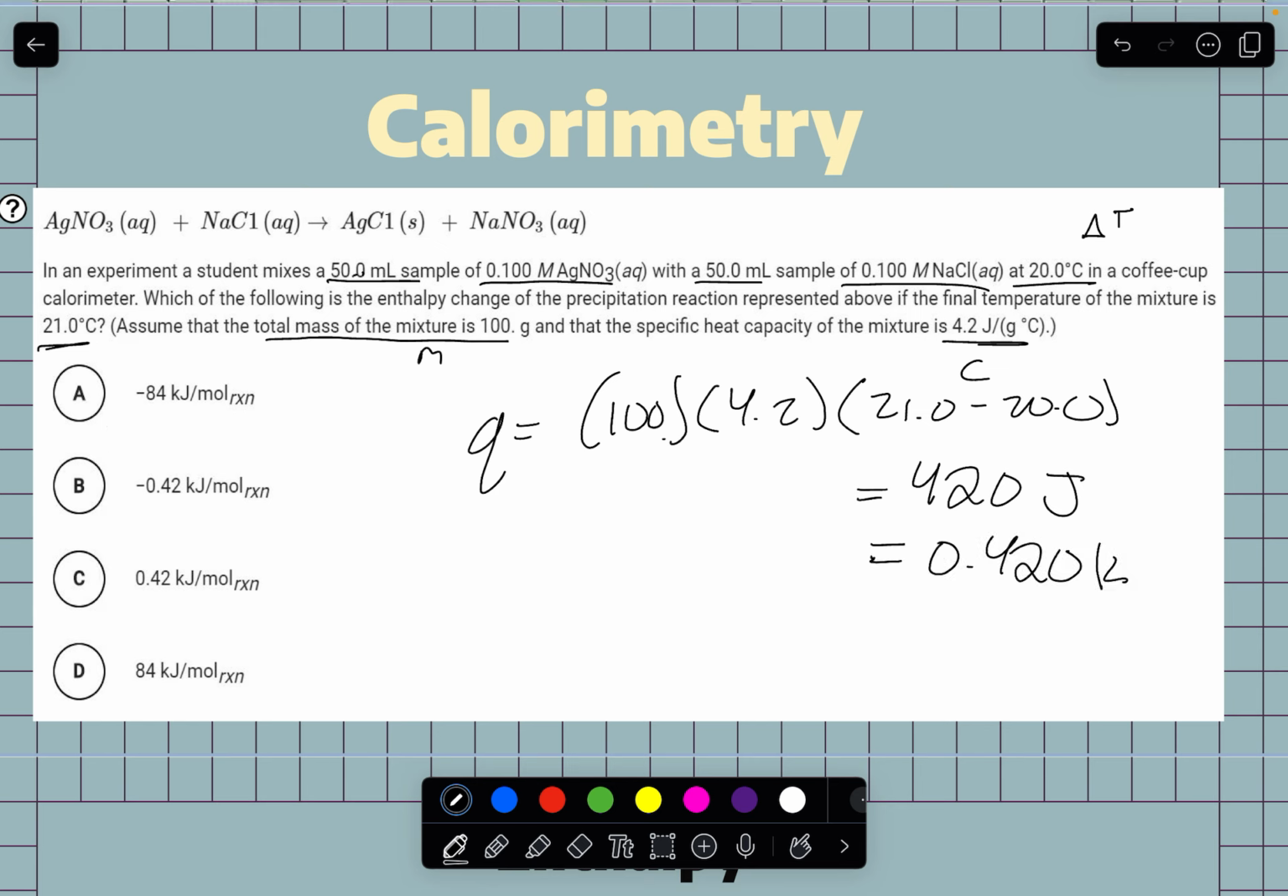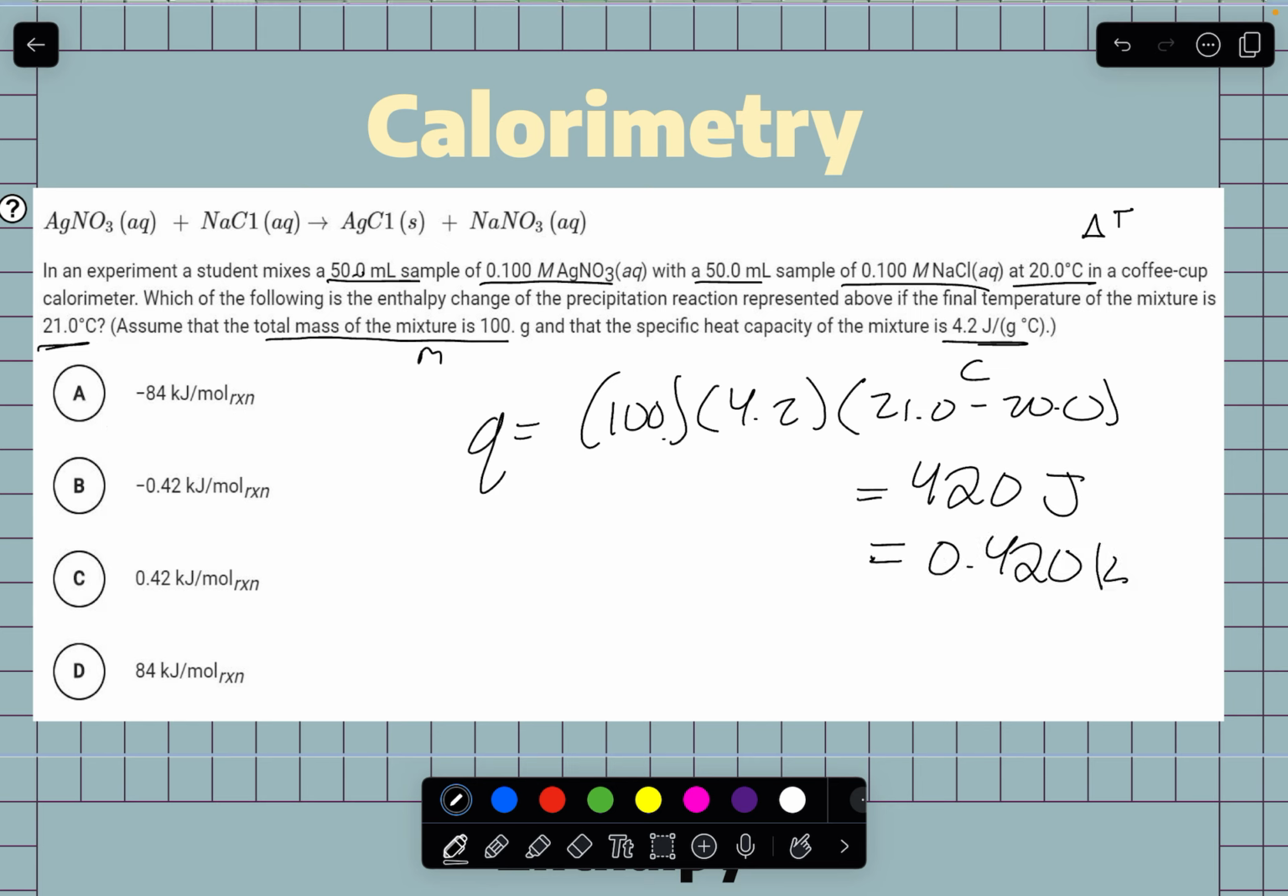And really quick, we have two answers with 0.42. To make sure we have the right one, our temperature went from 20 to 21. We're increasing the temperature. That means it is endothermic, so our Q should be positive. Okay, so our answer here should be C. Right?